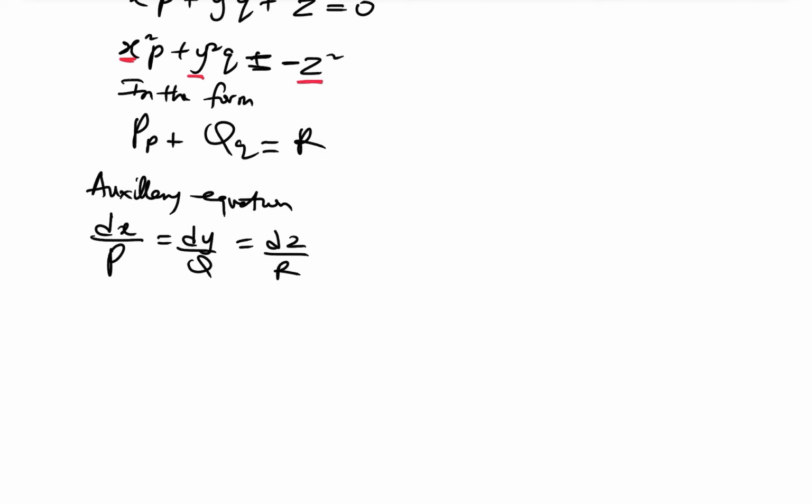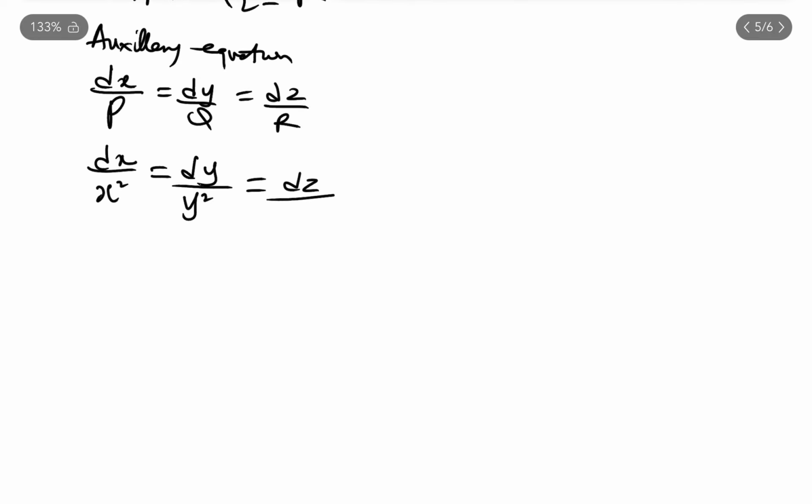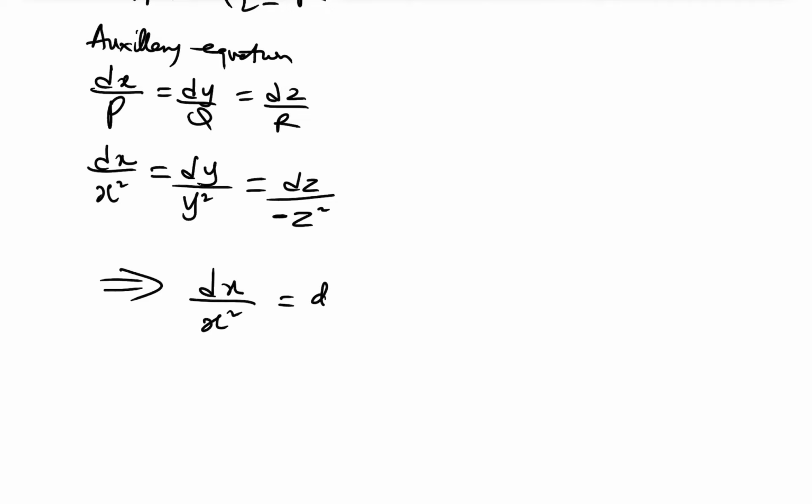So let's substitute that into this. We have dx over x squared equals dy over y squared equals dz over minus z squared. Now we can compare. That means we can write dx over x squared equals dy over y squared. Now they are already separated, so we can just integrate straight away.